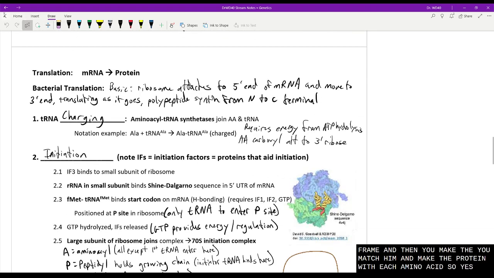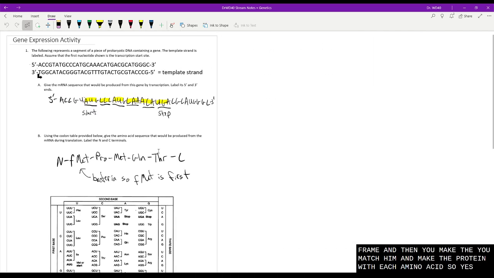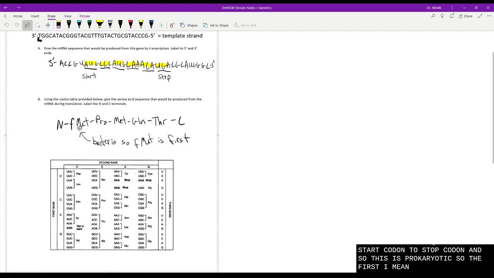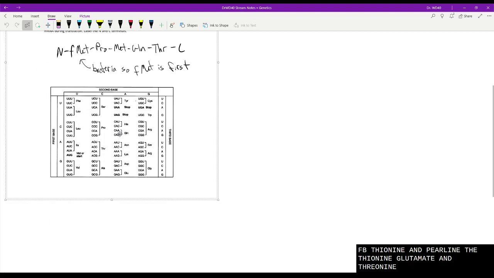So yes, you will be expected to do something like this handout here, where you write this sequence and figure out the sequence, the start codon, the stop codon. And so this is prokaryotic. So the first amino acid here is that F-methionine. Then proline, methionine, glutamate, and threonine, if I remember them correctly.